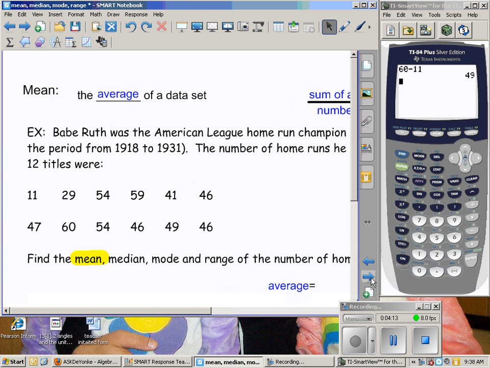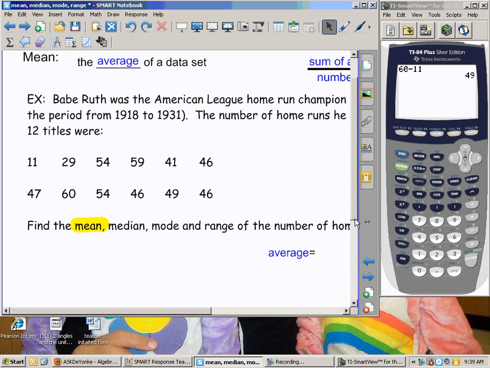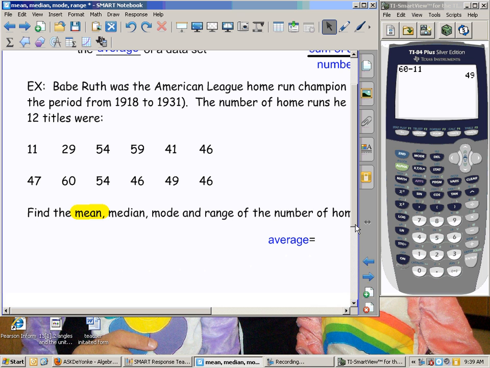And I saved the most time-consuming, perhaps most difficult, for last. This is where we need to find the mean, which is the average. So first thing, we're going to remember, add these up and divide by the number. First, I'd like to know how many I'm dividing by. 1, 2, 3, 4, 5, 6, 7, 8, 9, 10, 11, 12. So whenever I get my total, I'm going to be dividing by 12.